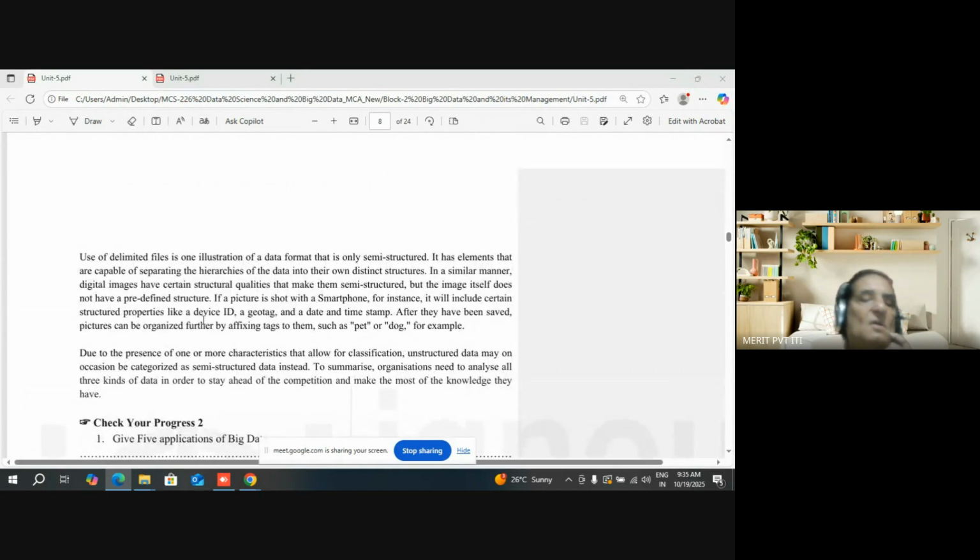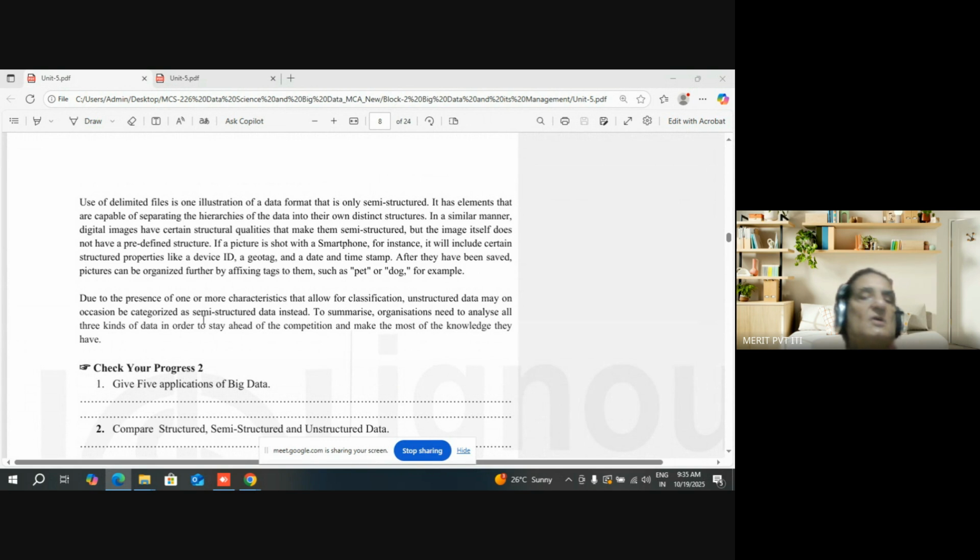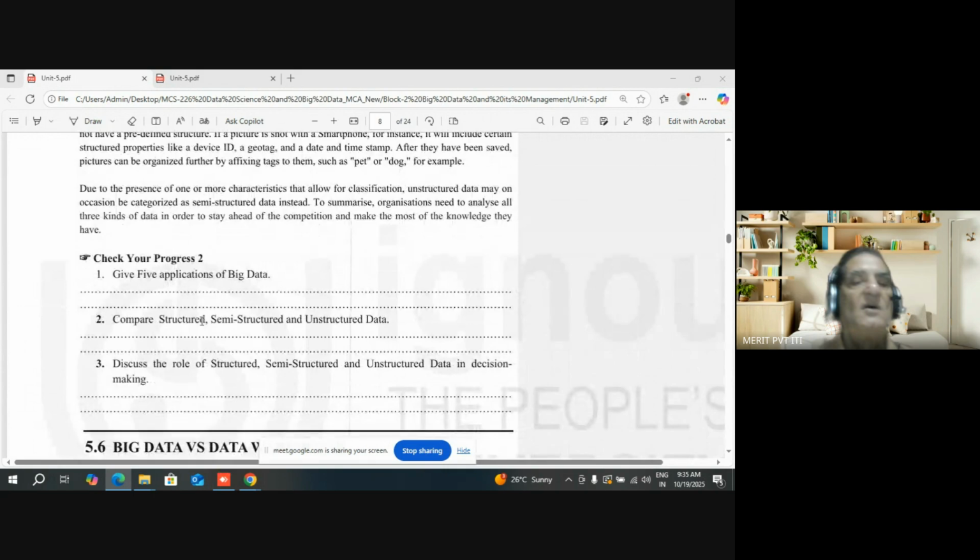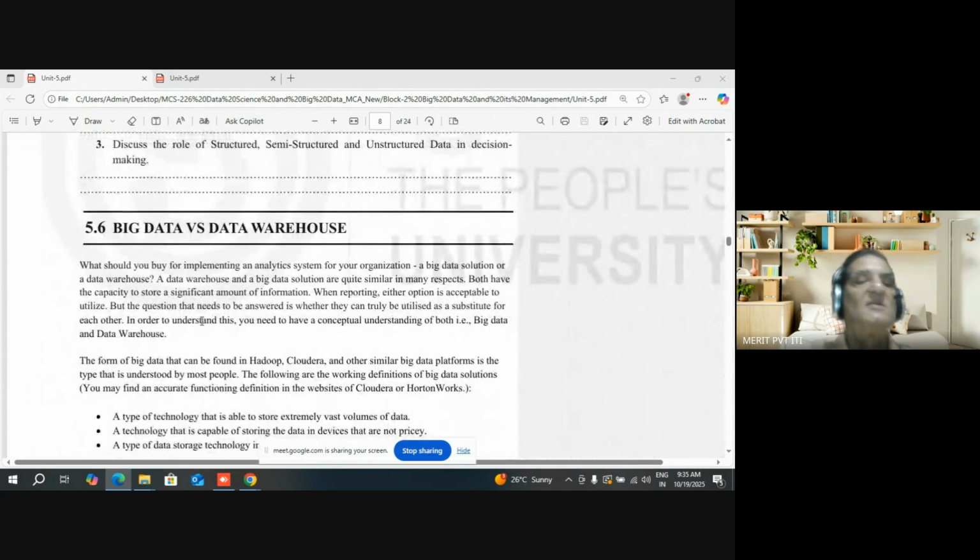Delimited files are one illustration of a data format that is only semi-structured. It has elements that are capable of separating the hierarchy of data into their own distinct structure. So that type of thing there is. So there are five applications of big data and all these things.